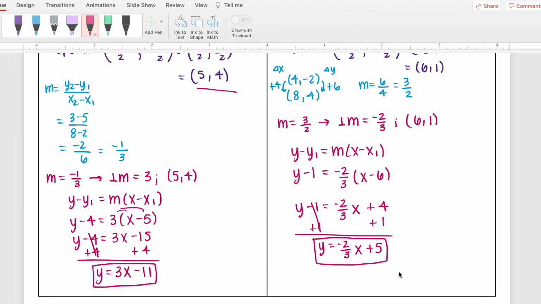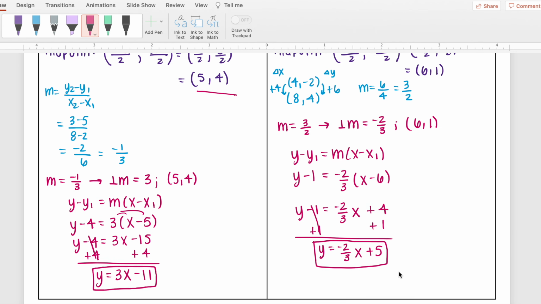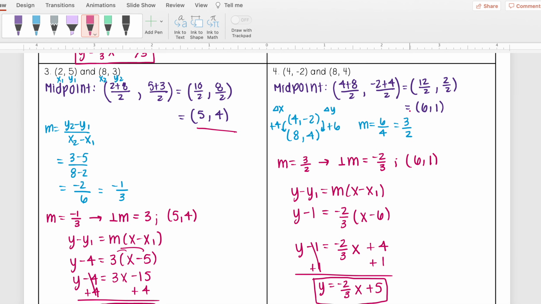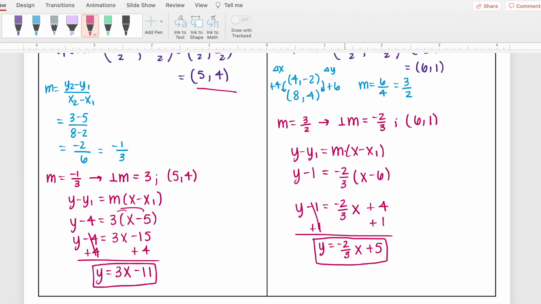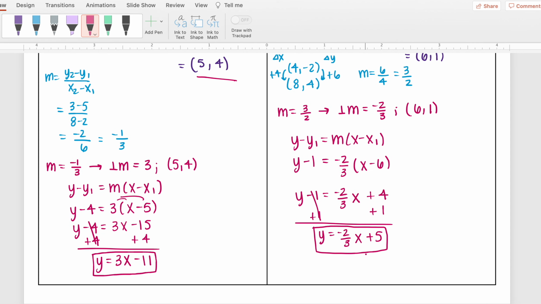So the answer you should have gotten is y equals negative 2/3 x plus 5. When I first found my midpoint, I got that my midpoint is (6, 1). And then when I figured out my slope, I got that my slope was 6/4, or in other words, it was 3/2. And so that means that my perpendicular slope is going to be the opposite reciprocal of that, which is negative 2/3. And then lastly, I plugged in negative 2/3 for my slope and (6, 1) as my point. And when I simplified that out, I got this equation.